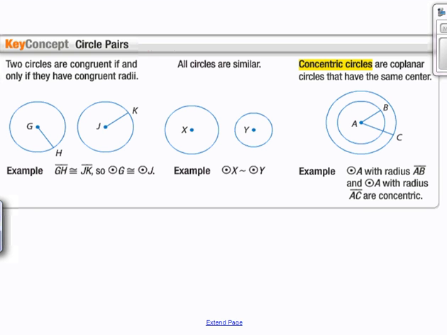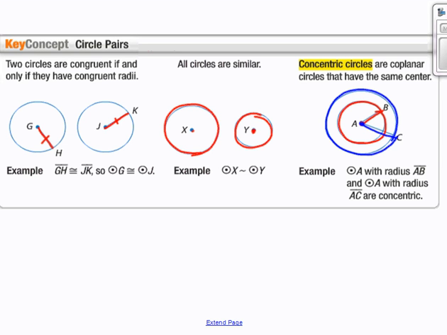Okay. Circle pairs. You know two circles are congruent when they have the same radius. So GH and JK are congruent circles because their radius are the same. Similar circles, all of them are similar. So that's not too hard to do. And concentric circles are coplanar circles that have the same center. So this would be circle A, would be here with radius AB. And then circle A with radius AC are here. These are concentric because they share the same center. So they look like a bullseye.